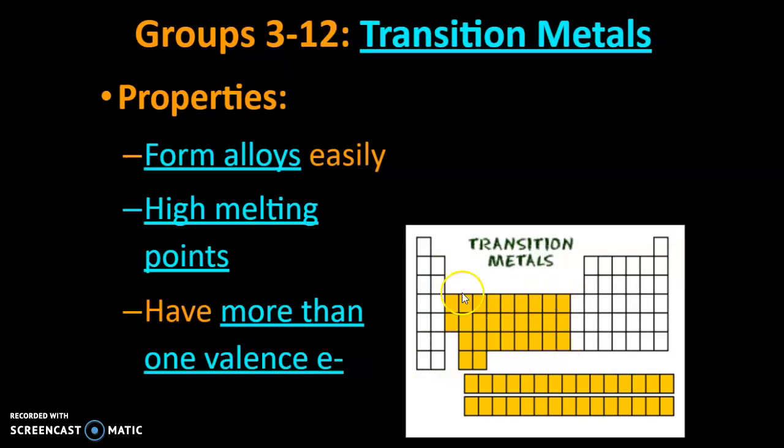The biggest chunk of the periodic table are what we call our transition metals. These are the groups that are going to be considered B groups. And they can form alloys easily. Think about metals, it's hard to melt them, so it's going to take a high amount of heat to melt. And with metals, they have a lot of valence electrons on their outside shell. So that's just one of the properties of metals.